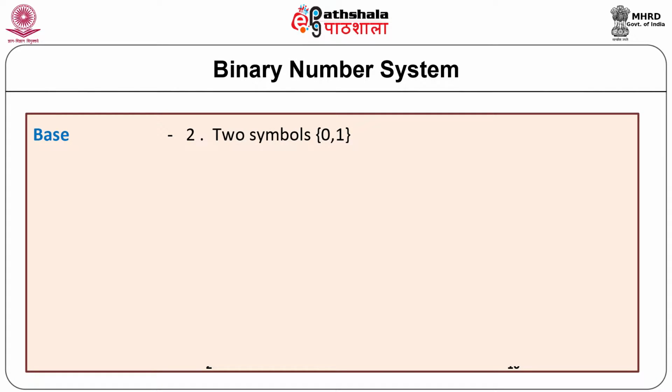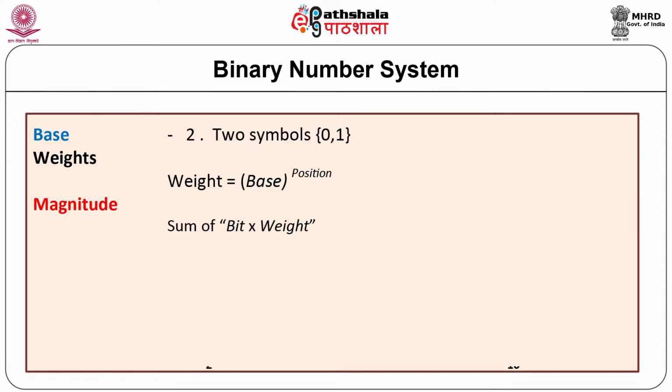The binary system is a base 2 system. There are two distinct digits, 0 and 1, to represent any quantity. The two digits 0 and 1 are called binary digits or bits. For an n-bit number, the value of a bit in each column depends on its position. The weights are based on powers of 2. Thus, weight is equal to base raised to position. The magnitude of a number is given by the sum of bit into weight.